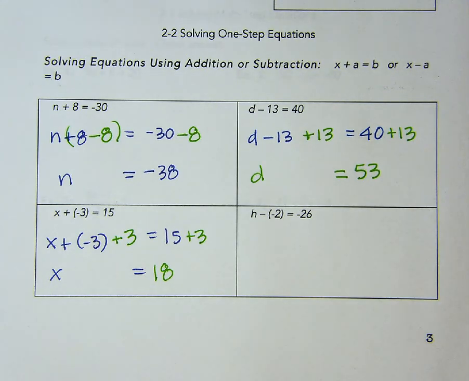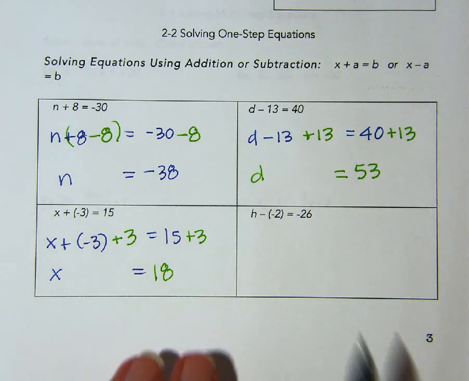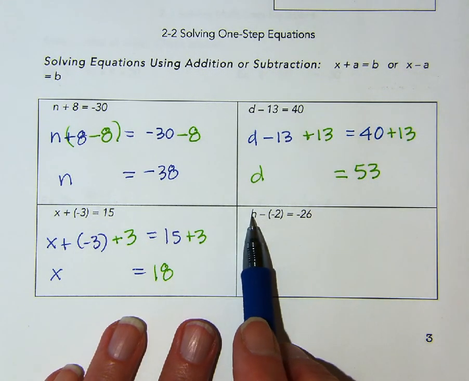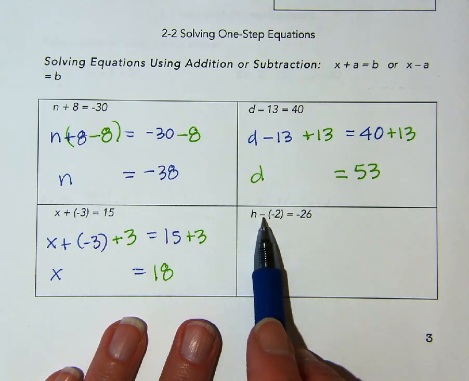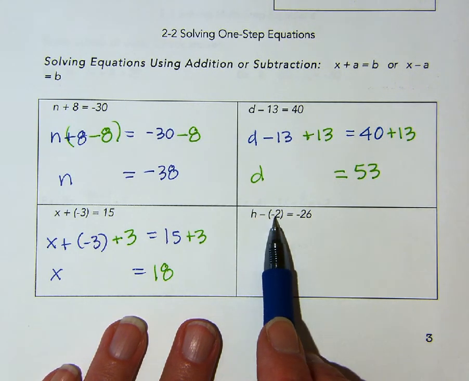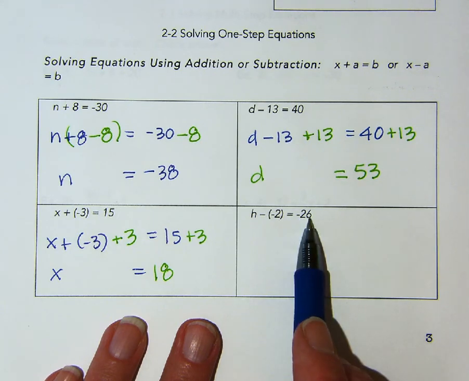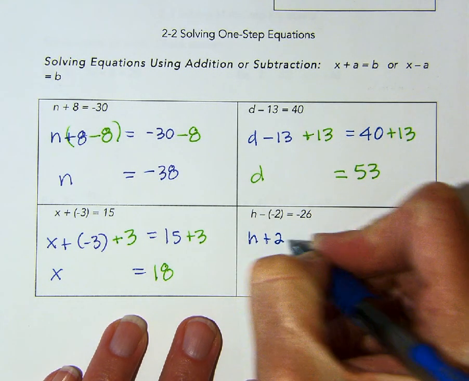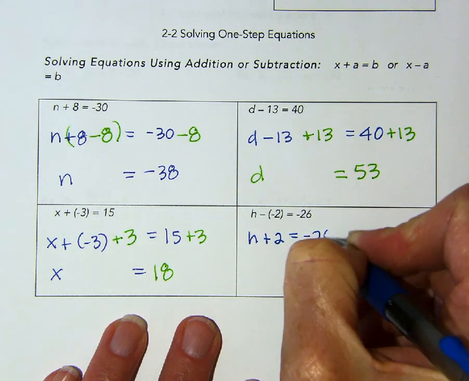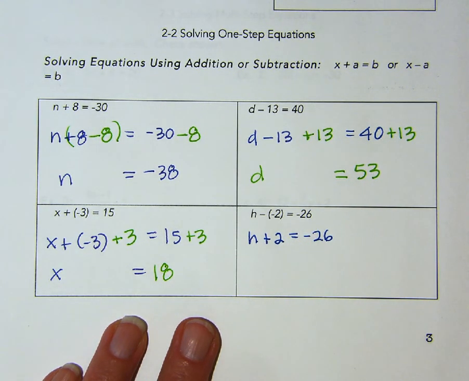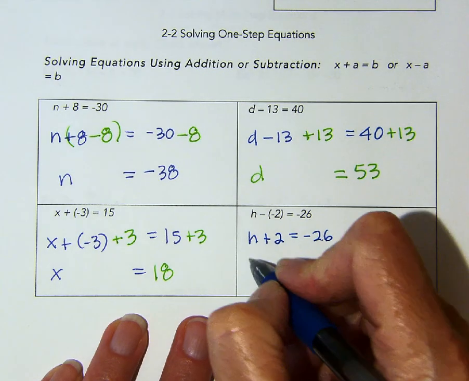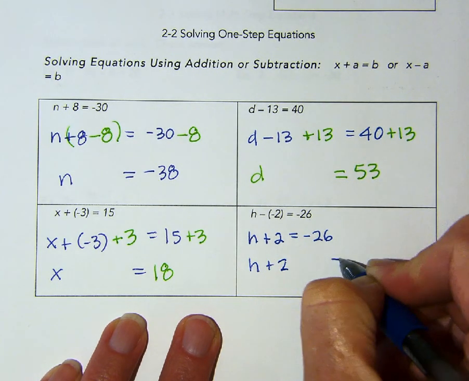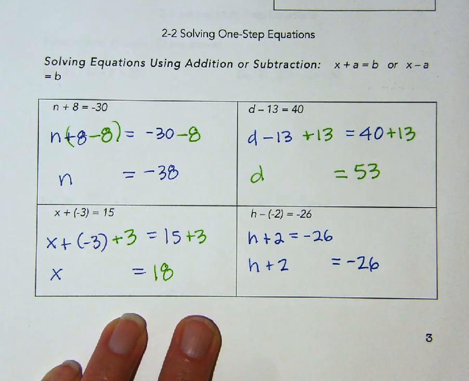And last but not least is that good old double negative. What number decreased by negative 2 is equal to negative 26? Well, I hope that you know by now that two negatives make a positive, and you are going to want to simplify that equation first. And if I had been planning a little better, I would have spaced that out.